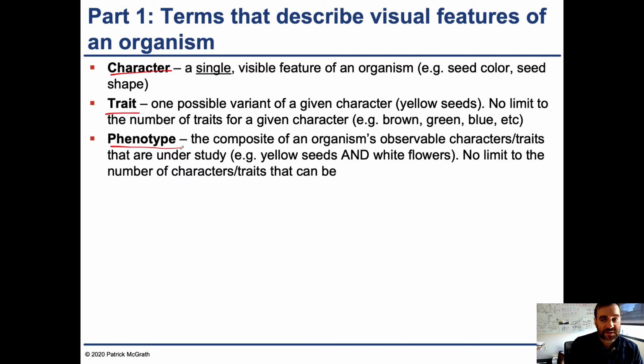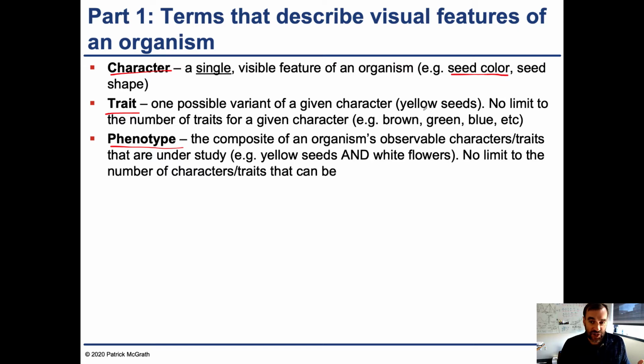So a trait is one possible variant of a given character. So yellow seeds would be an example of a trait. The character is the seed color. So notice that a character doesn't specify one of the alternate forms. It just says this is something that can vary. So there's no limit for the number of traits for a given character. So you could have brown seeds, green seeds, blue seeds, etc.